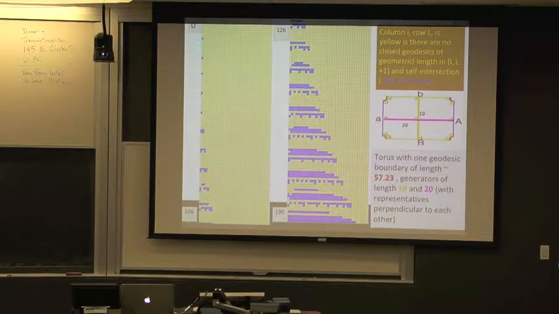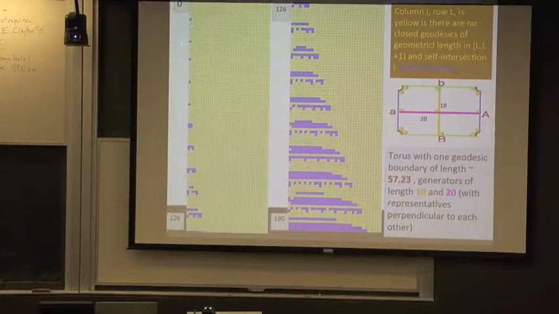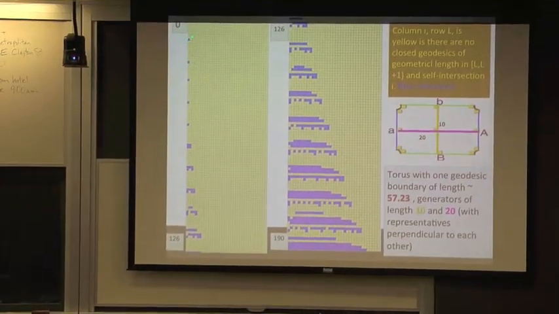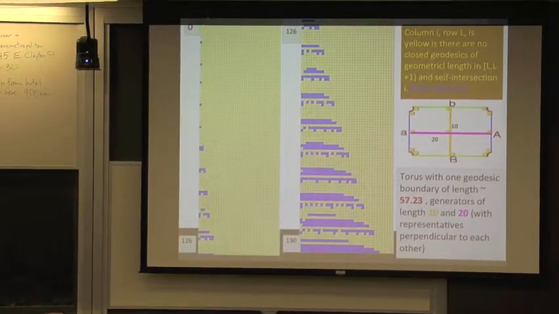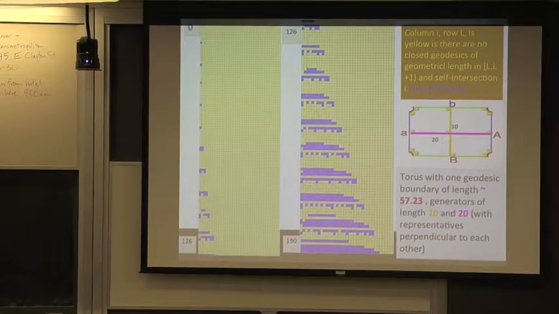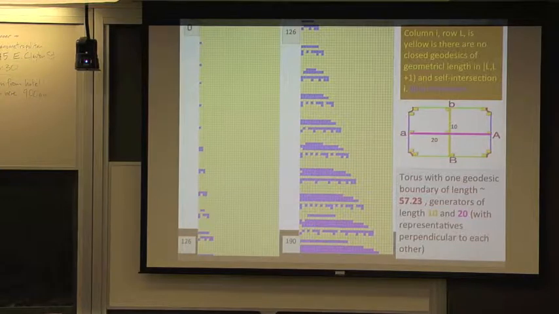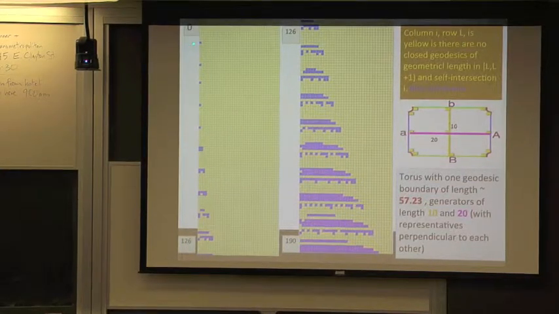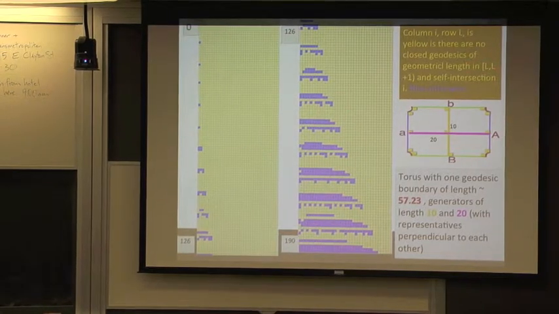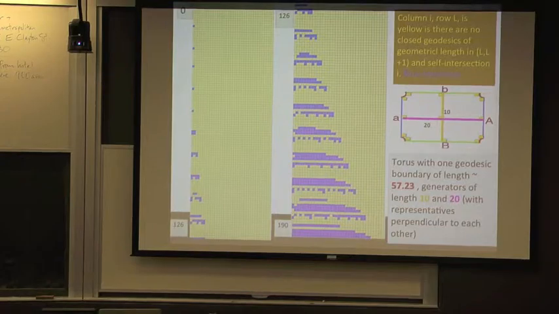So now, in a certain row, let's say this is row 7, the column 0 is painted blue if there is a geodesic with self-intersection 0 and the geometric length is between 7 and 8. So the row gives me the geometric length, the column gives me the self-intersection. And this is in a certain special torus with geodesic boundary.